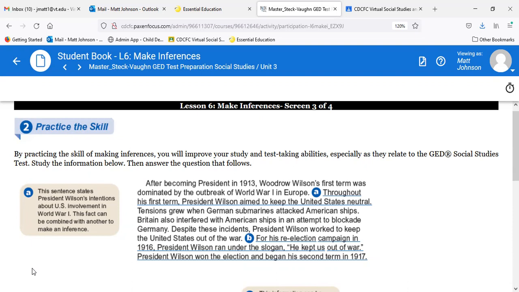And our first underlined section there in the text, it says, this sentence states President Wilson's intentions about U.S. involvement in World War I. This fact can be combined with another to make an inference. So we see there, right? President Wilson aimed to keep the United States neutral.